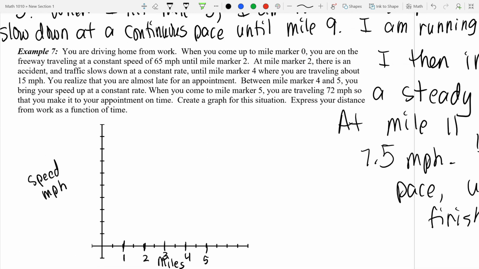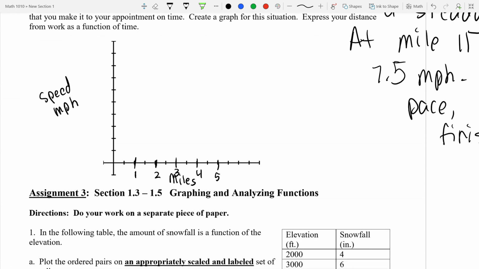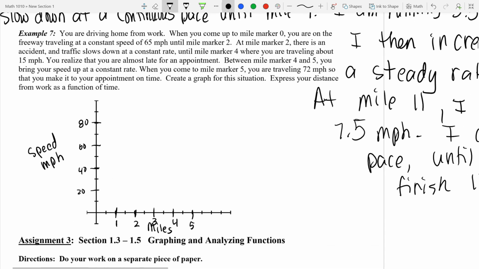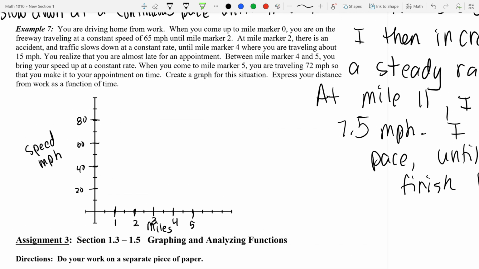And then if you look at the speeds, they're going like up to 72. So maybe we could go to 80. So 20, 40, 60, 80. Yeah, let's go up by 10s. Okay, now let's read the words. You're driving home from work. When you come up to mile marker 0 on the freeway, you're traveling at a constant speed of 65. So I'm going to start at 65.